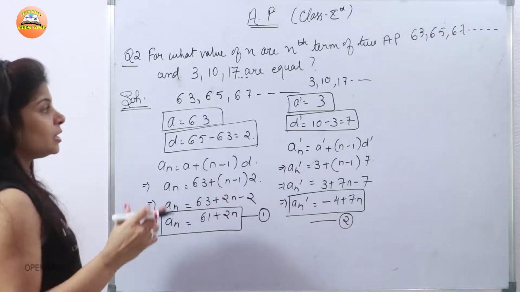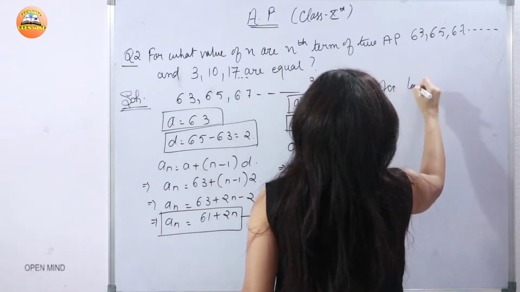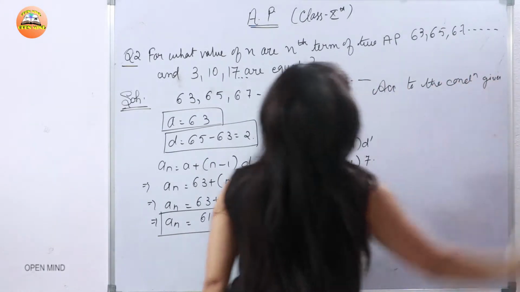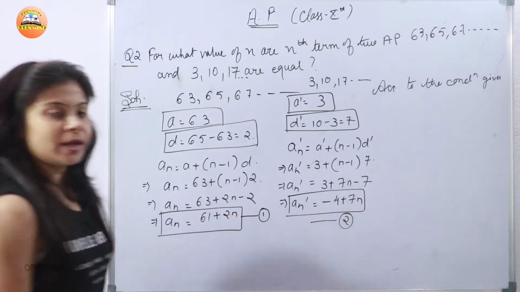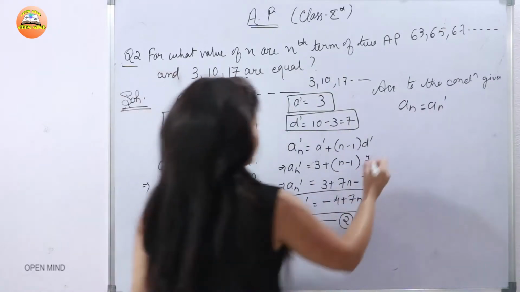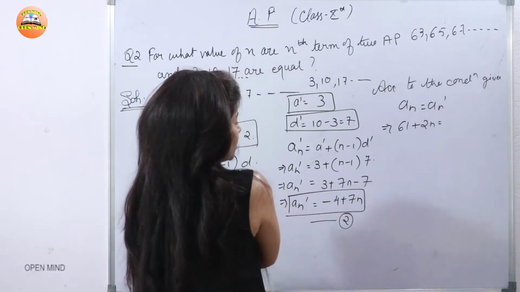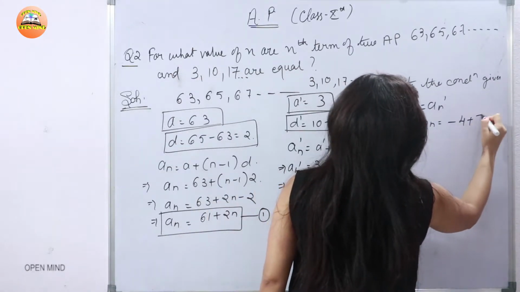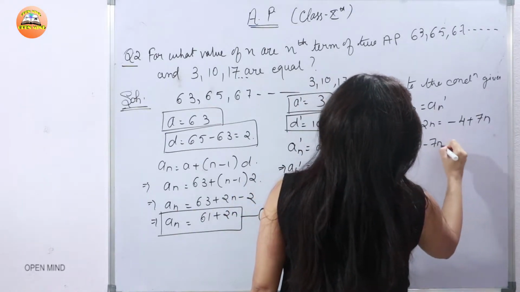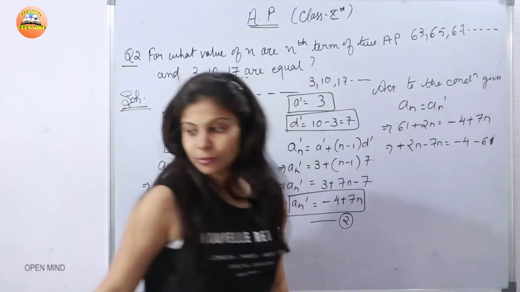Now they said they have to be equal. So in order to substitute, we have to put the equations together. So we can write according to the condition given. What is the condition given to us? an = an dash. So we can write 61 + 2n = minus 4 + 7n. So this implies 2n minus 7n is equal to minus 61 and minus 4. Just a minute.